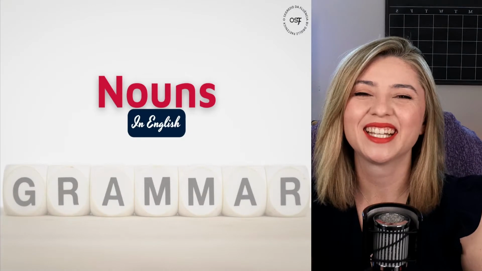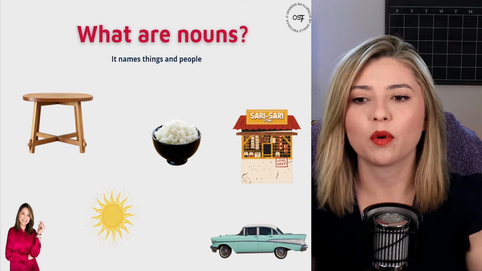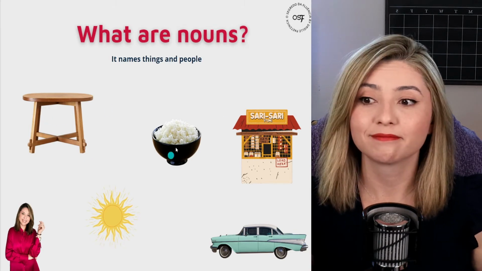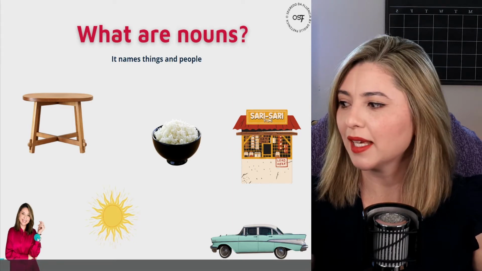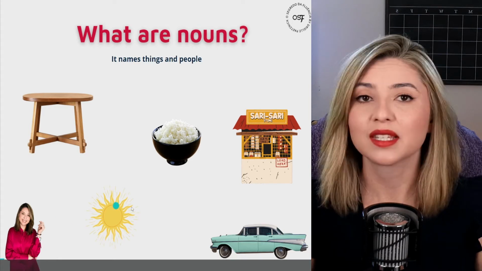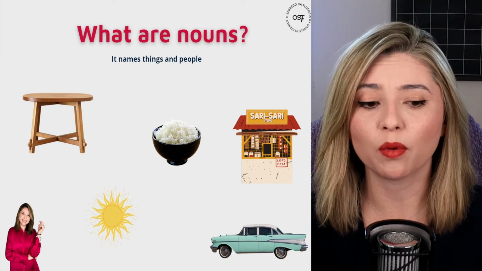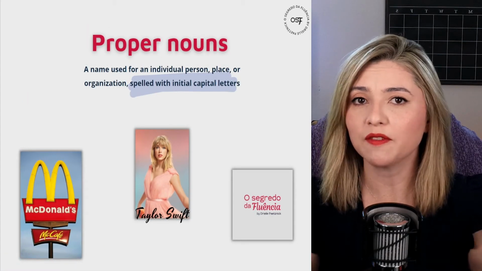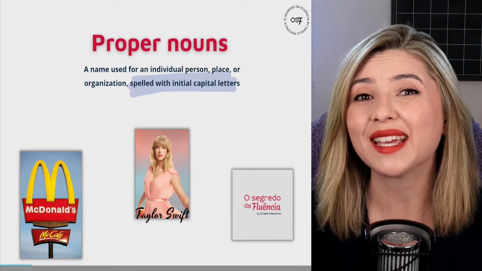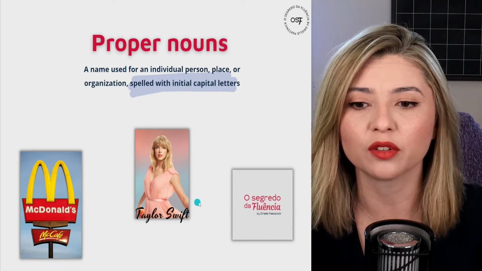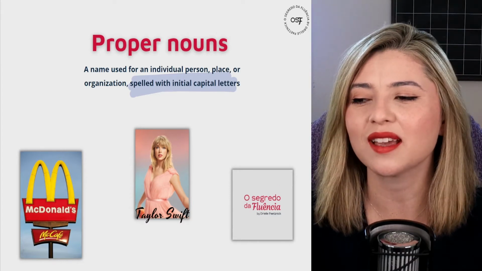Okay, so let's go. First, what are nouns? Nouns name things. For example, a table, rice, bowl, a store. It can be my name, Drielle, sun, or car. So nouns name things and people. Proper nouns will name specific people such as Drielle and Taylor Swift, and will also name organizations and companies such as McDonald's and my English course, my company, O Segredo da Fluência, The Secret of Fluency.